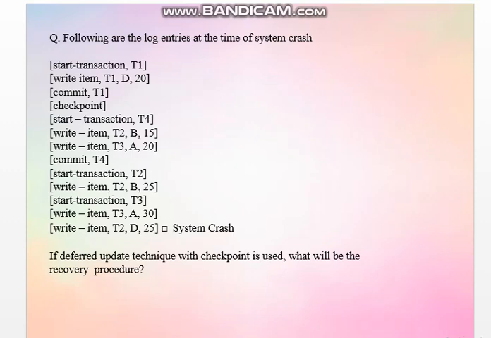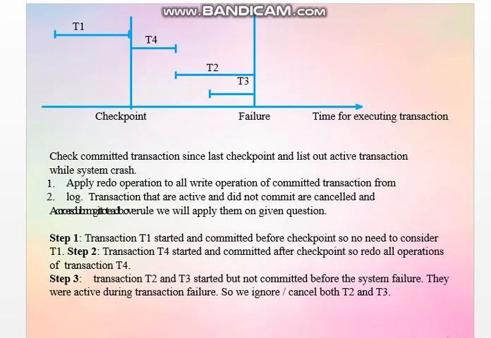For the deferred update method, remember that we have already seen it is a method where all the write operations are suspended until the commit operation. So no write operation will be executed until the transaction is committed. So here again we need this type of graph where we have T1 which is executed before the checkpoint, then T4 which is the committed transaction, then T2 and T3 are executing, and at that time the failure occurs.